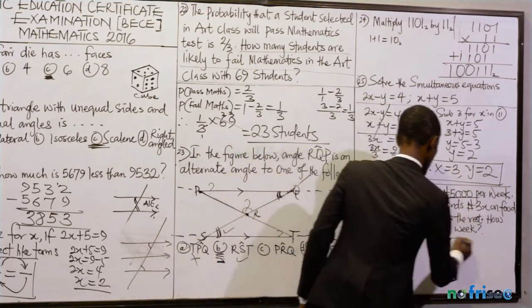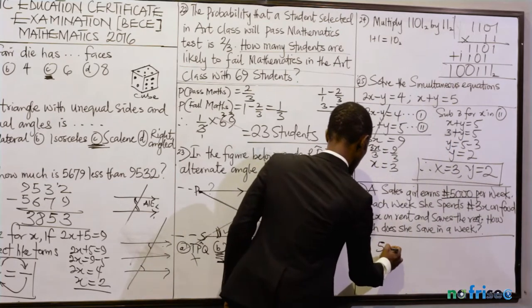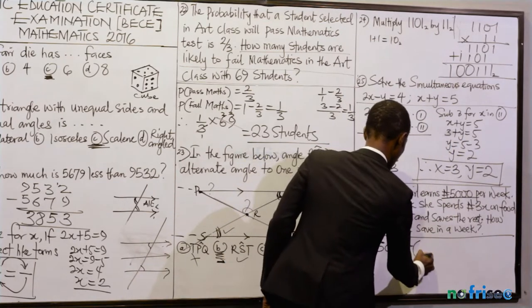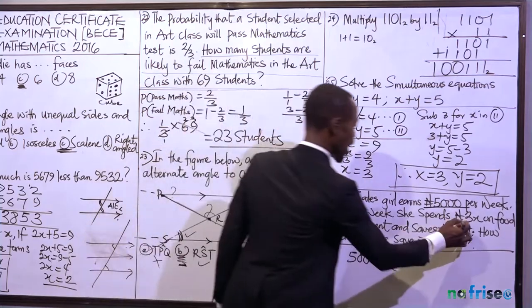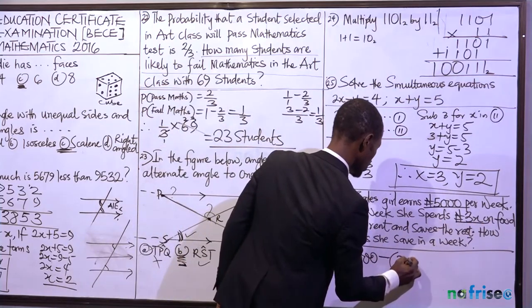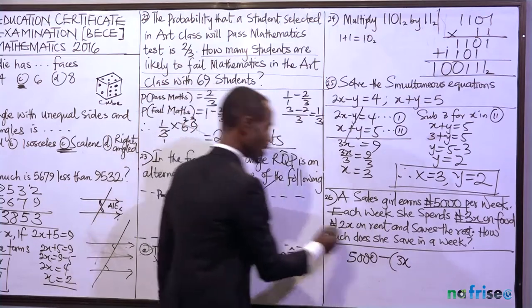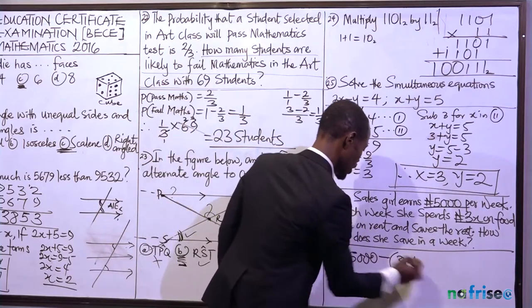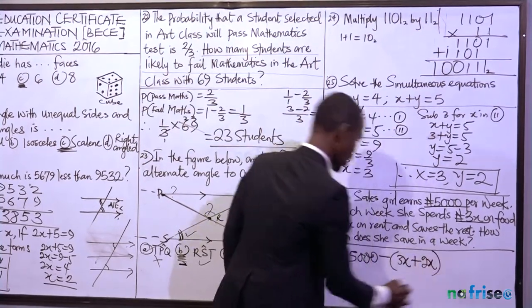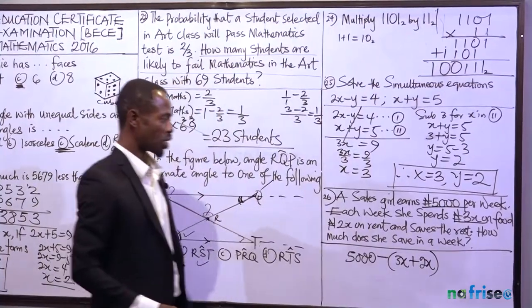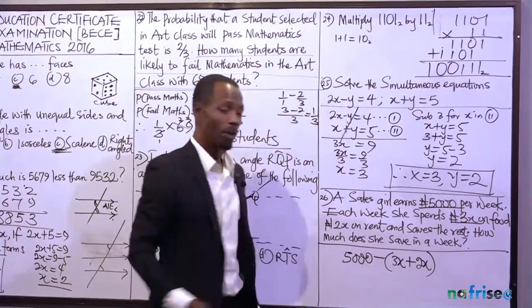So what we're going to do is this. We're going to say 5,000 minus our expenses. She spent 3x naira on food. Very important, you must eat. She spent 2x naira on rent. Very important, you must have an accommodation. And she saves the rest. So how much is she going to save?